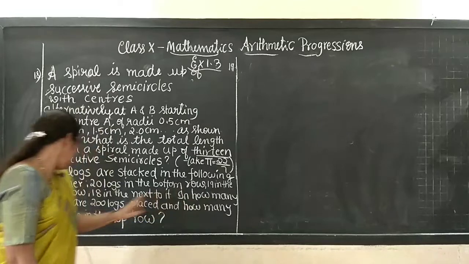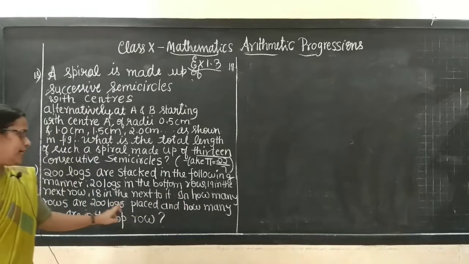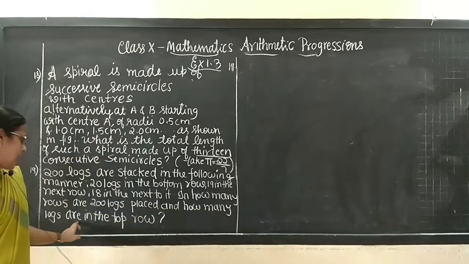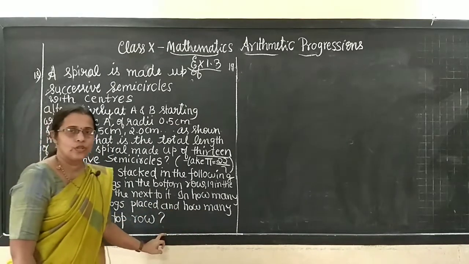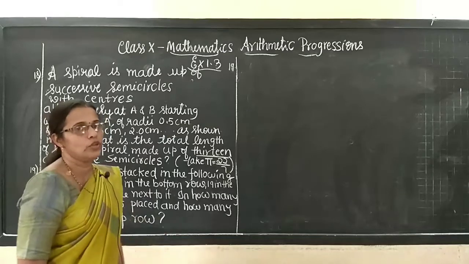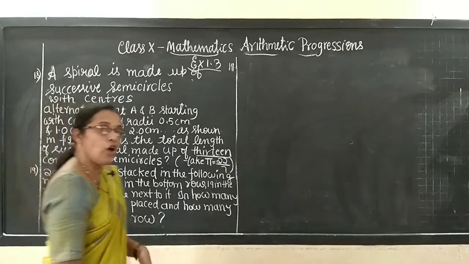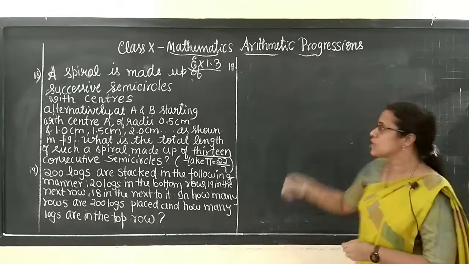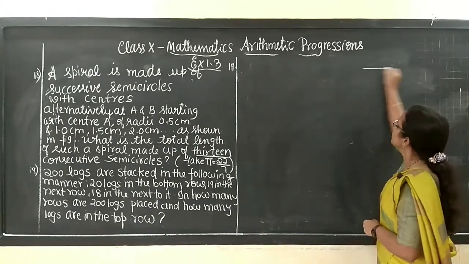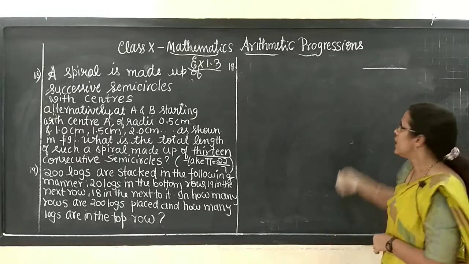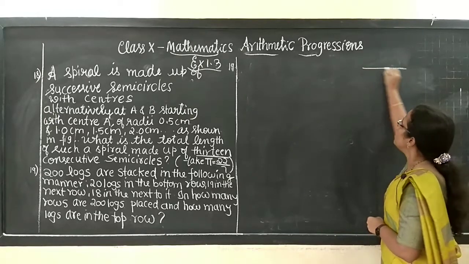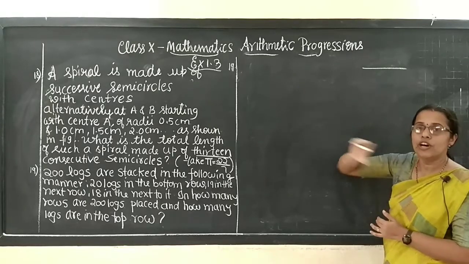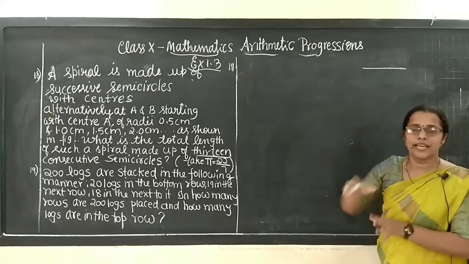In how many rows are the 200 blocks placed, and how many blocks are in the top row? So both you have to find out. Two things we have to find out there. So totally how many blocks are there, children? 200 blocks. The picture is there in your textbook, you can understand it. So how they stacked, you know? First, all 200 cannot be put in one place.